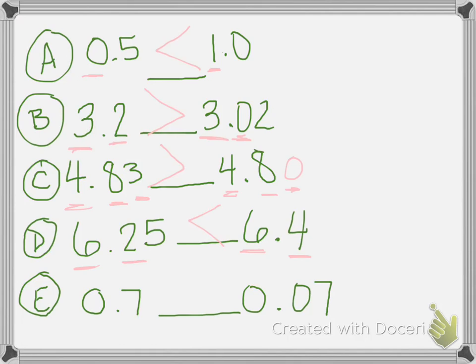Last, we have 7/10 and 7/100. So we have zeros in our ones. We have a 7 and a 0 in our tenths. 7 is obviously greater than 0, so greater than.